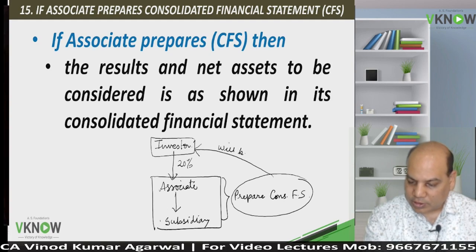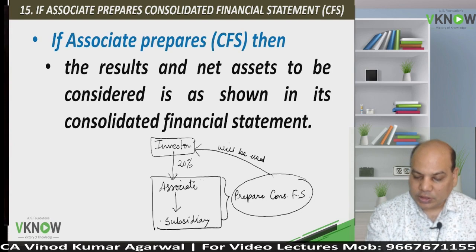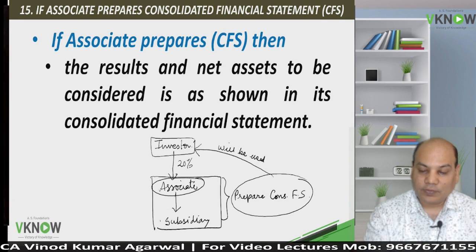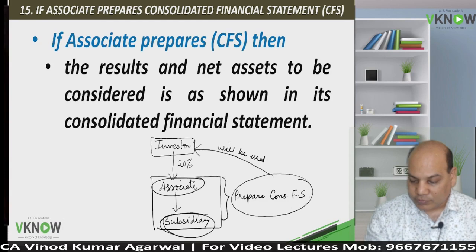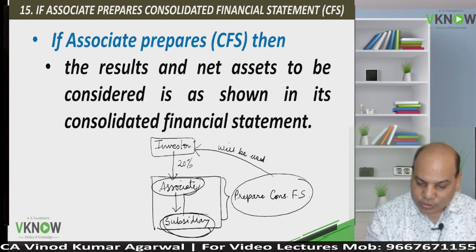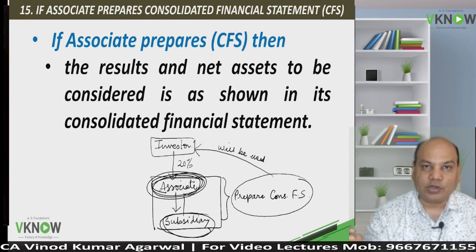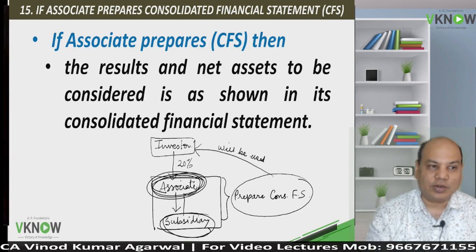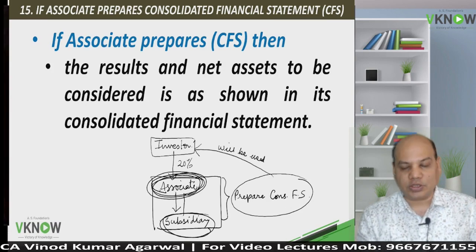Consolidated financial statement of the associate will be used by the investor for the purpose of applying AS 23. Which means the subsidiary's profit will first get added to associate, and then consolidated profit of the associate will be used by the investor for the purpose of consolidation.